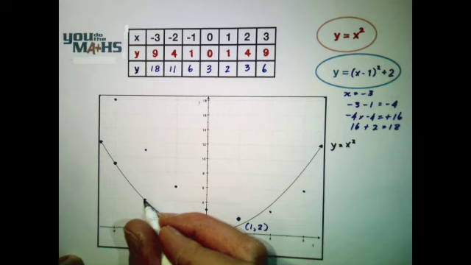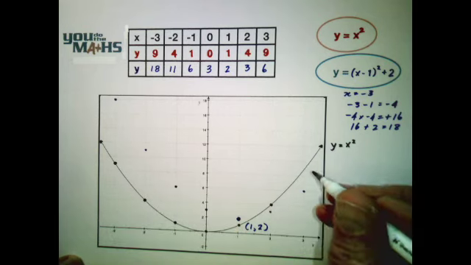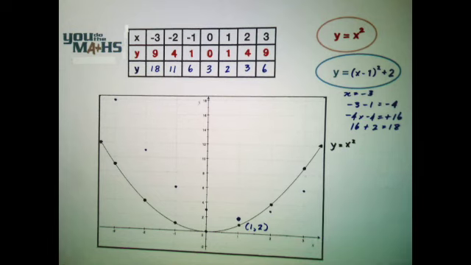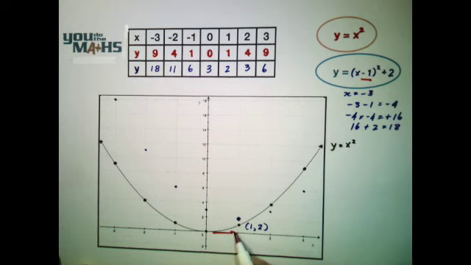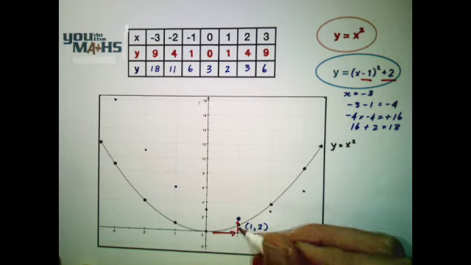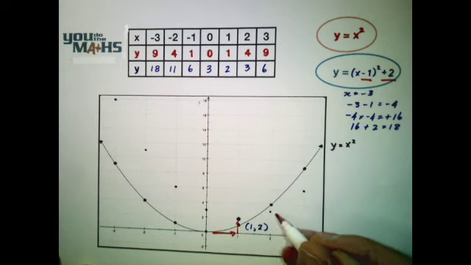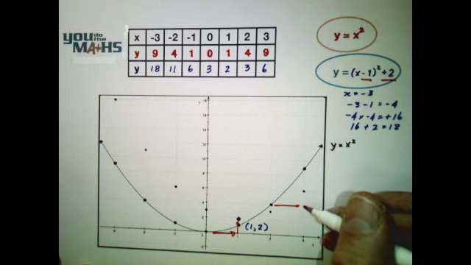If we look at each of the points on the original graph and then tie them in with the new points, we can see that we've got a horizontal movement of 1 unit to the right, and a vertical movement of 2 units upwards. And that's the case for each of the points on the original graph. We can go 1 unit to the right and 2 units up, and we'll find a matching point on our new graph.